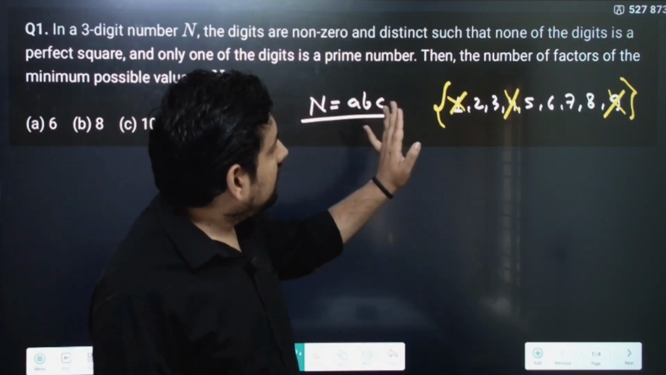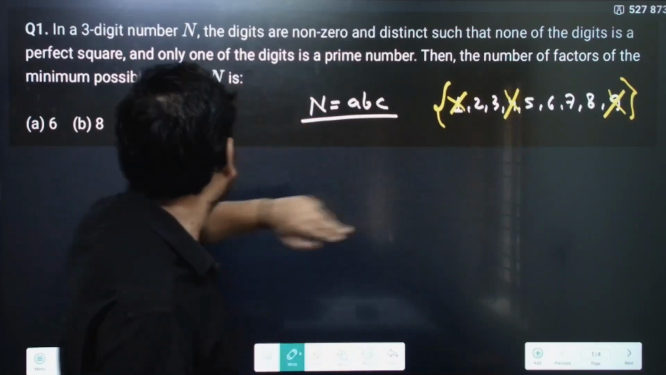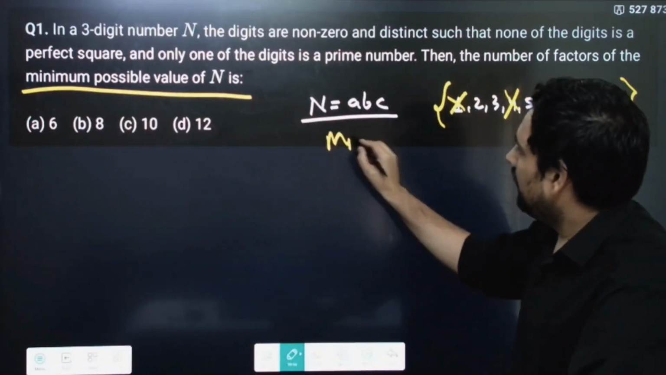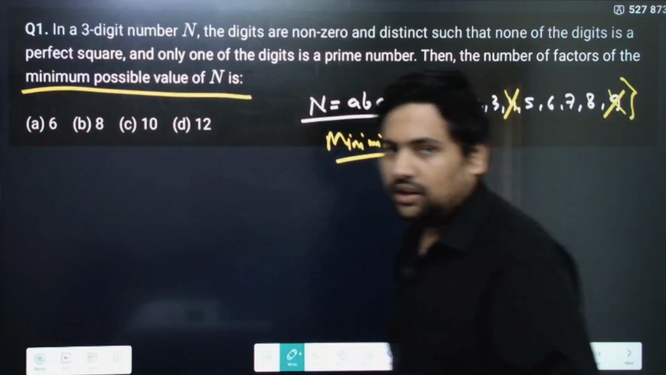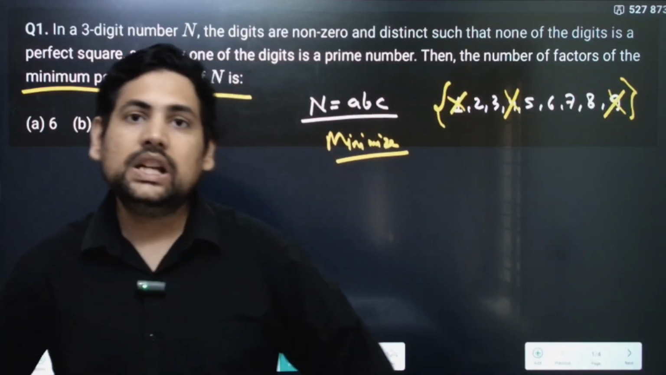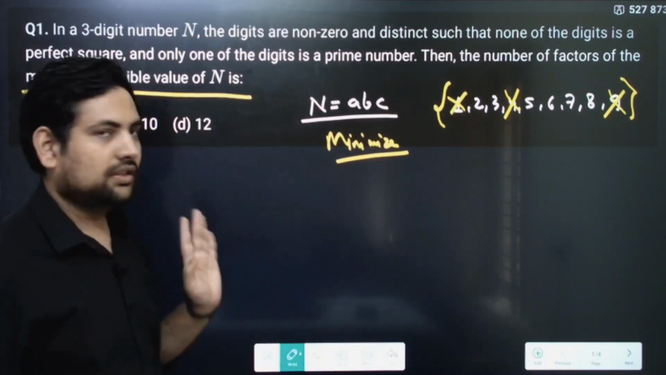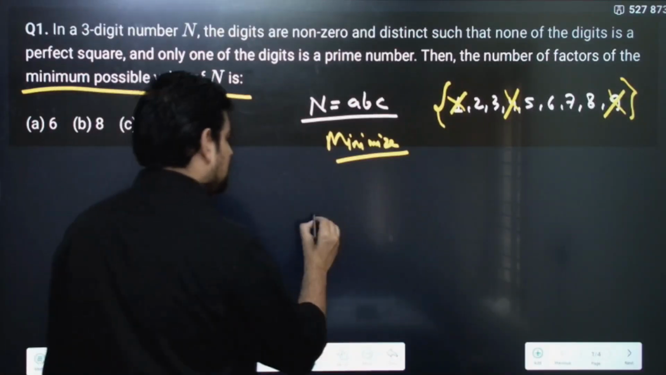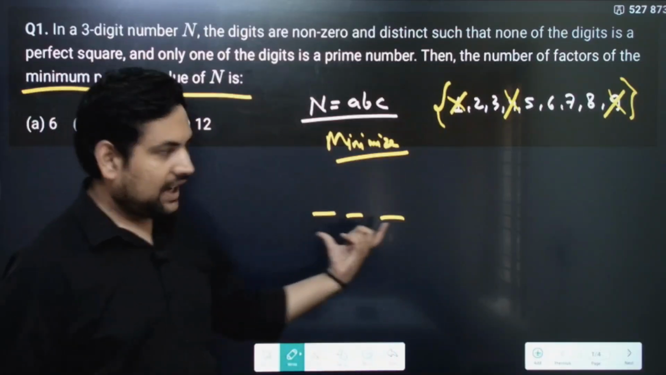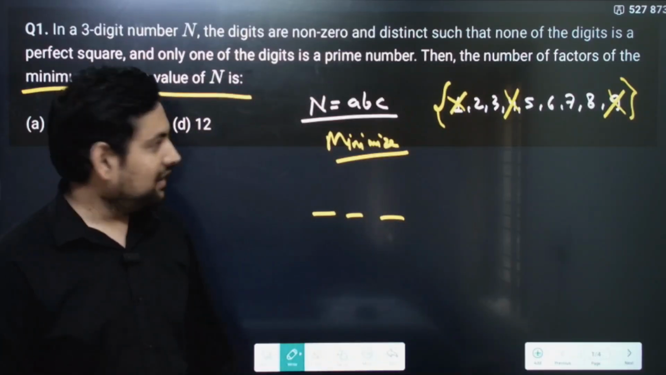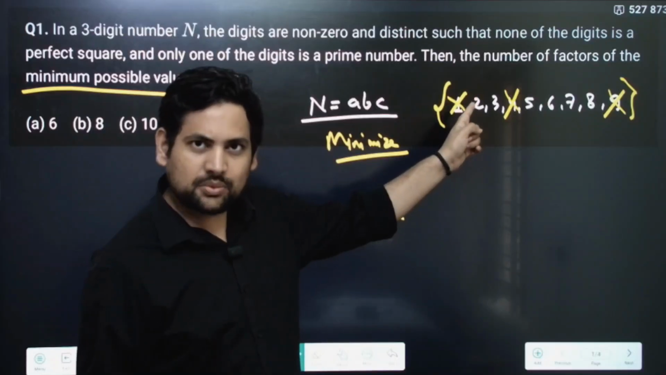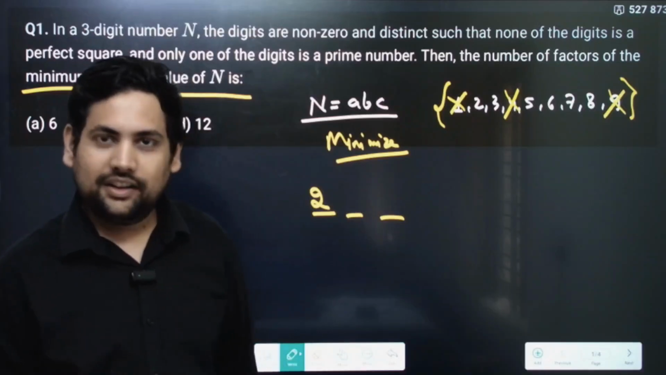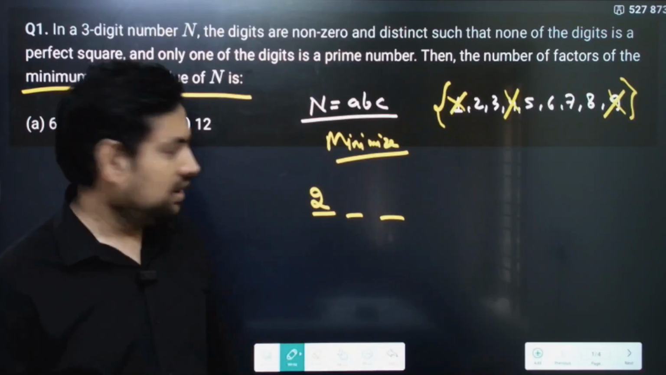Now it says find the number of factors of the minimum possible value of n. That means I have to minimize n. If I have to minimize n, what should be the first digit that I use? You can think about this. If this is a 3-digit number, what should I fill here such that n becomes a very small number? Now 1 is not available, so the smallest number available is 2. So it must start with 2. Very simple logic, correct? Because you had to make it small, you put 2 here.